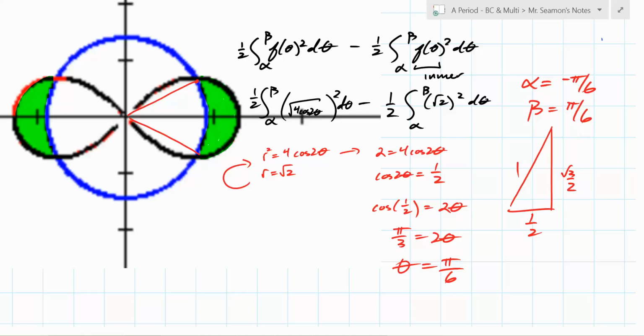What is it? It's not only symmetric across the y-axis, it's also symmetric across the x-axis. So instead of going from negative pi over 6 to pi over 6, where can we start the scanning? 0, and go to pi over 6. And then instead of a half out here, you plug in a 2 and a 2. Does that kind of make sense, everybody?